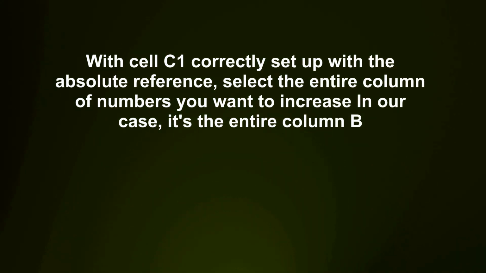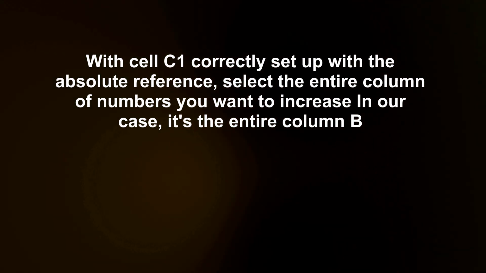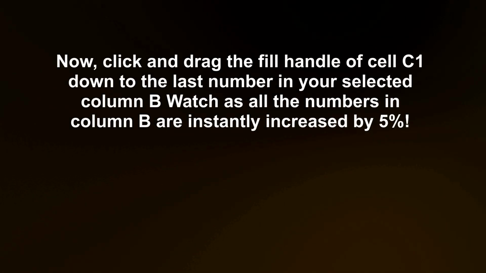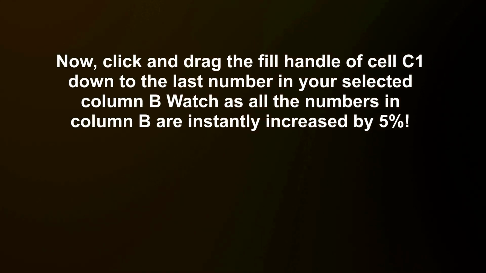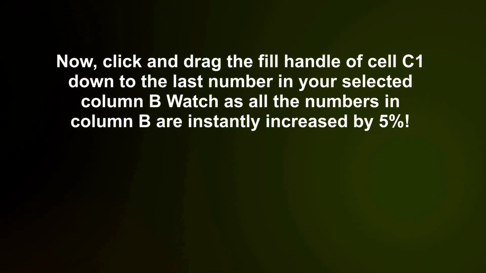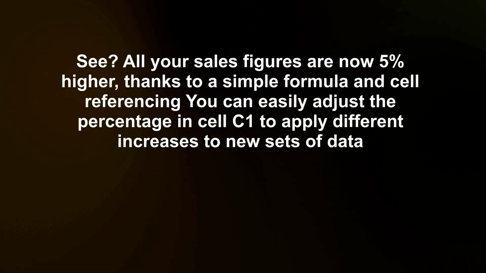With cell C1 correctly set up with the absolute reference, select the entire column of numbers you want to increase. In our case, it's the entire column B. Now, click and drag the fill handle of cell C1 down to the last number in your selected column B. Watch as all the numbers in column B are instantly increased by 5%. See, all your sales figures are now 5% higher.